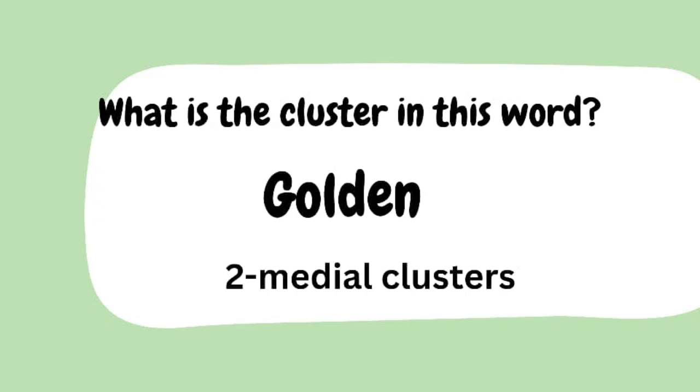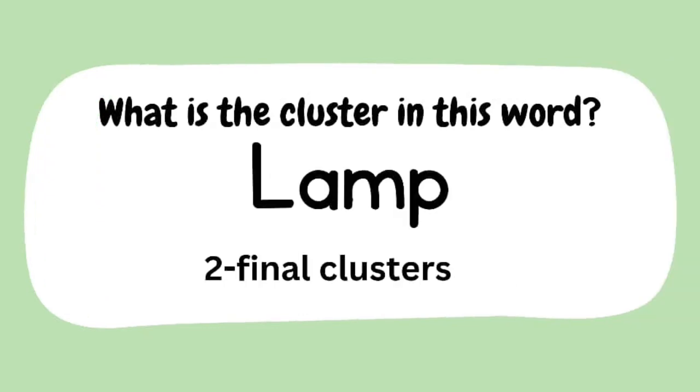Golden is another example. What is the cluster in the word lamp? We have consonant m and consonant p at the end of lamp. Another example is camp. Rent. These 3 words, lamp, camp, rent, have 2 final consonant clusters in them.